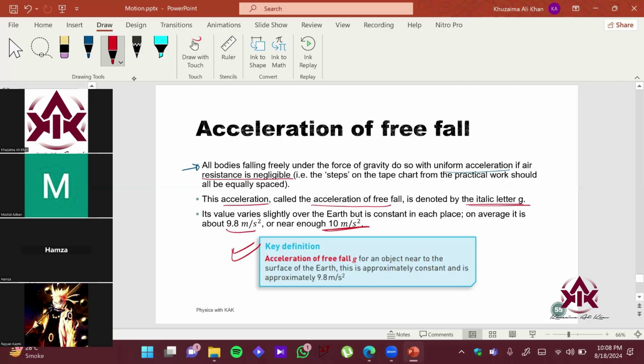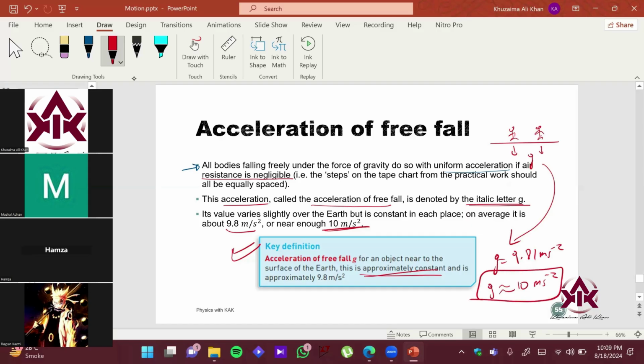So acceleration of free fall of an object near to the surface of the earth is approximately constant, right? Because we assume कि अगर हम अर्थ पे खड़े हुए हैं, ठीक है, so every person is getting pulled by gravity which is constant, right? And इसकी value जो precisely है, that is 9.81 meter per second square, but we're gonna use, we're approximated to 10 meter per second square in a question, right? That is acceleration of free fall, right?